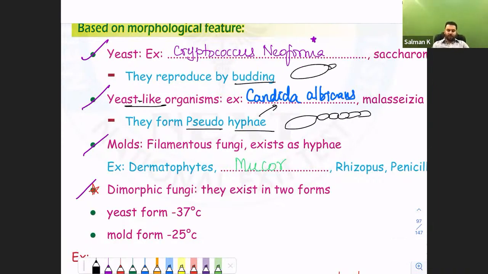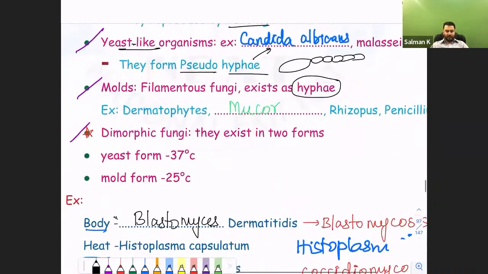Previously also this was budding, this is also budding. But what's the difference? Here the baby was detaching itself, but here the buds are not detaching themselves, they're just continuing over here like this. That is what is called pseudohyphae. Done. Next, molds are the ones that form the true hyphae. This is what you need to know. Examples: dermatophytes, Mucor, Aspergillus. These all come under the true hyphal forms.